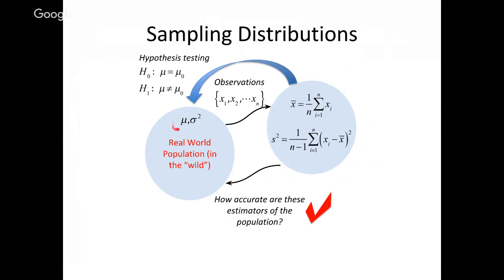It's going to be characterized, we're assuming that it's a single population characterized by a population mean, mu, and population variance, sigma squared. We take a bunch of observations of that population. We then compute the sample mean and the sample variance. And then we have this question about how accurate the sample mean and sample variance are as estimators of the population mean and population variance.